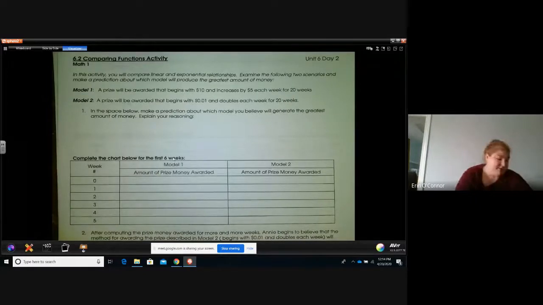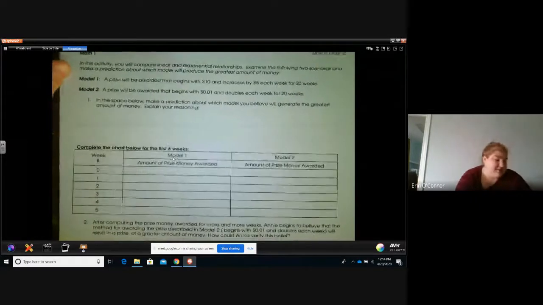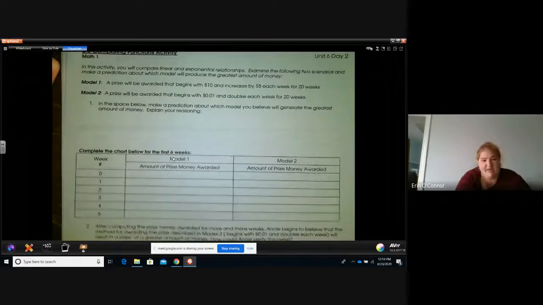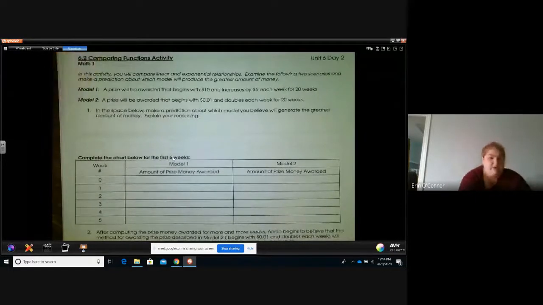So model 1, a prize will be awarded that begins with $10 and increases by $5 each week for 20 weeks. In model 2, a prize will be awarded that begins with 1 cent and doubles each week for 20 weeks. In the space below, make a prediction about which model you believe will generate the greatest amount of money. Explain your reasoning. There's no right or wrong answer for this. Just make sure you explain how you're thinking right at this moment.